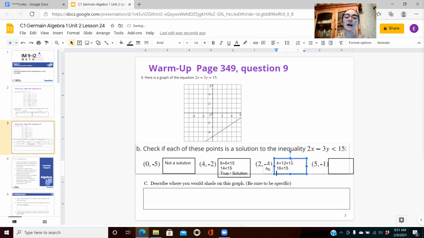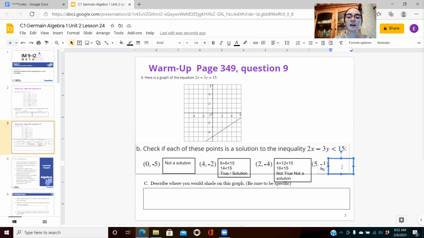That is a not true statement. Not true. Not a solution. Okay, so we would say that is not true, not a solution. Okay, last one here, we have 5, negative 1.